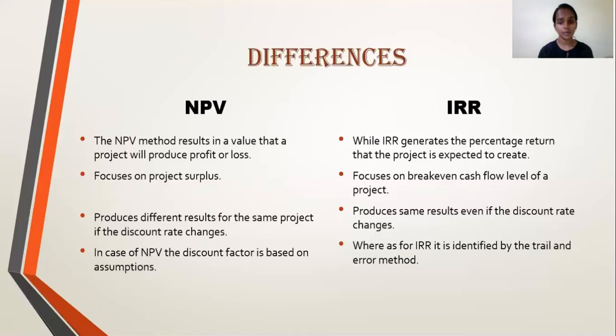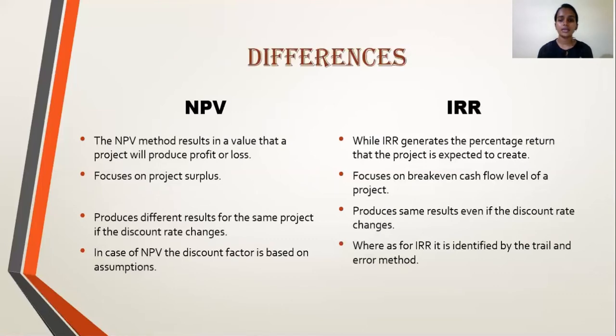Okay, so the next difference: NPV focuses on project surplus, and IRR focuses on the break-even cash flow level of a project. In NPV, we get to know how much profit or how much loss. That is our whole motive of calculating NPV: how much profit are we going to make. So we are not going to know the break-even level as such.